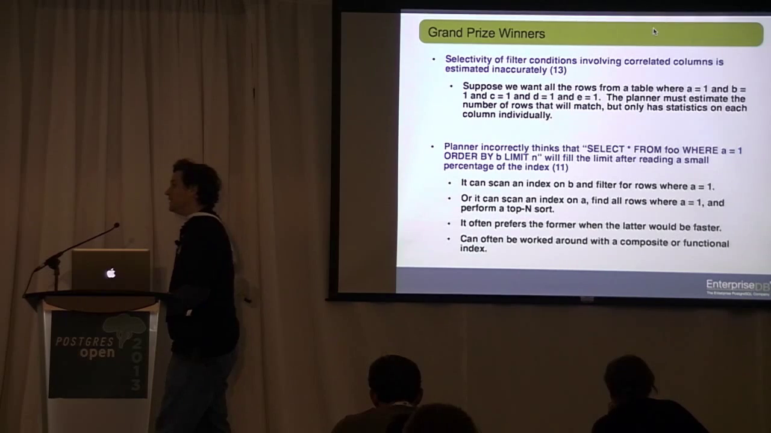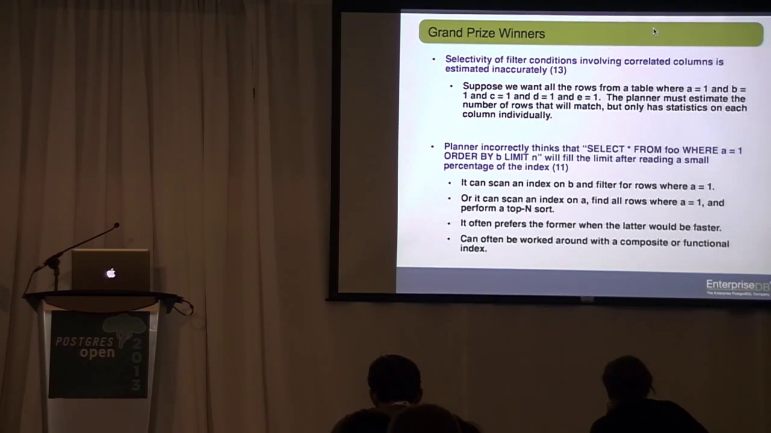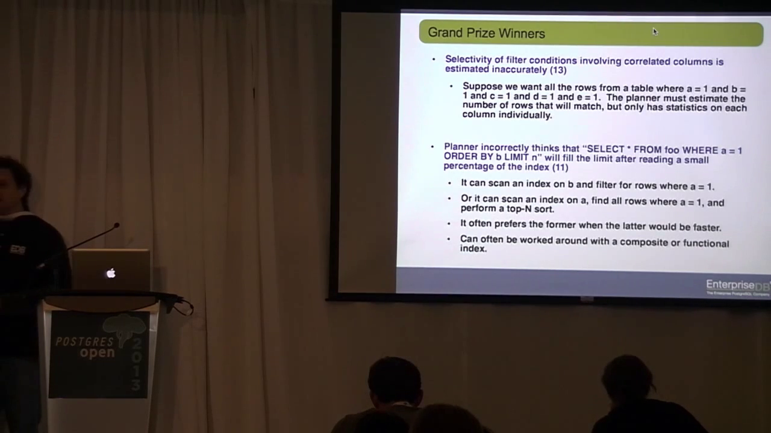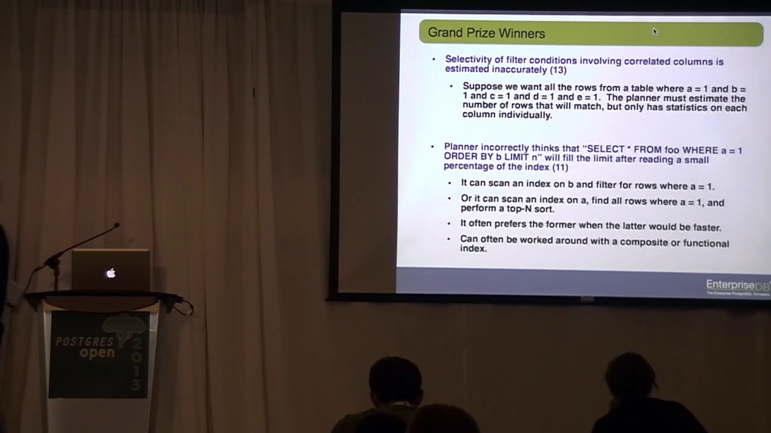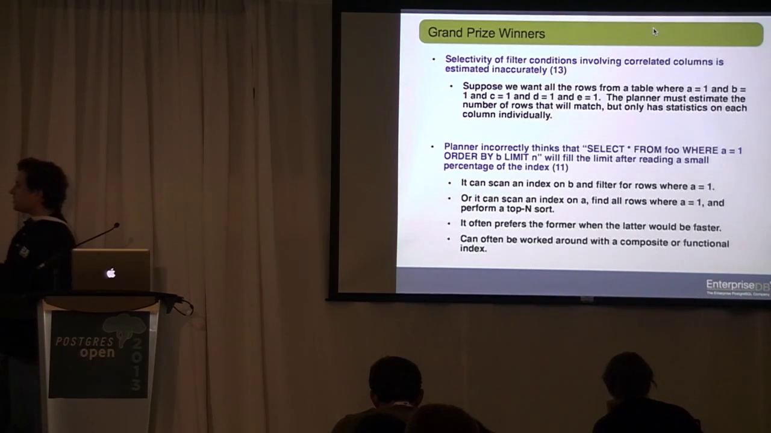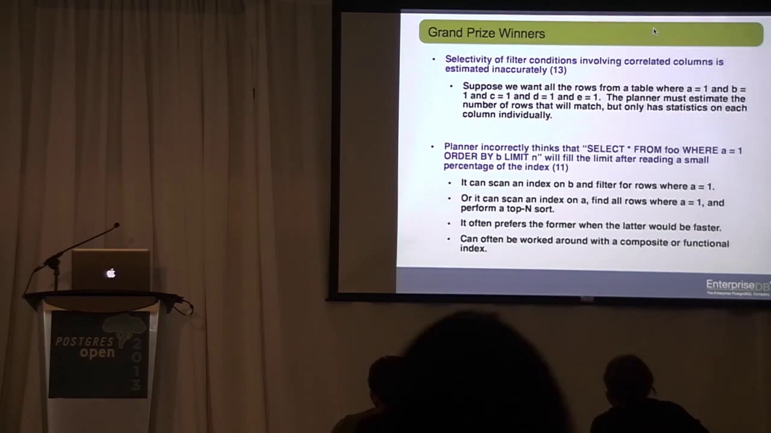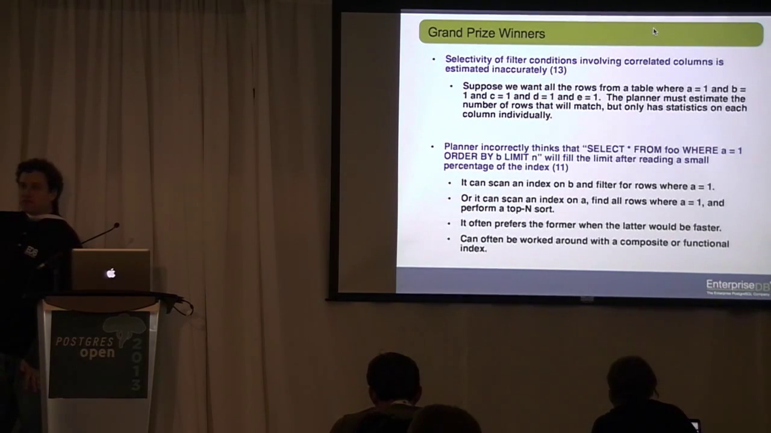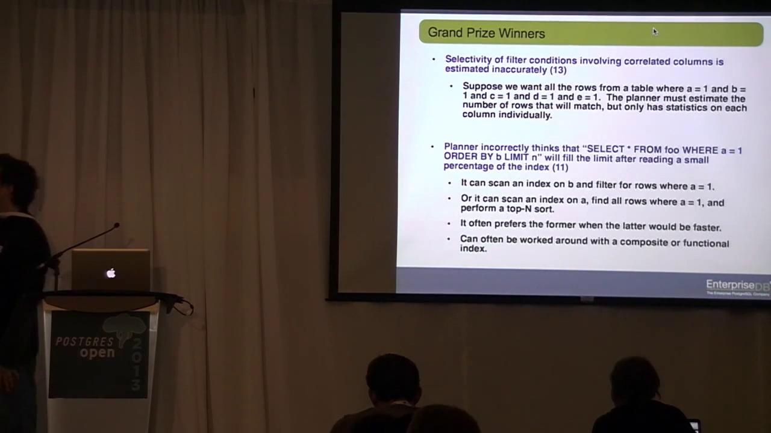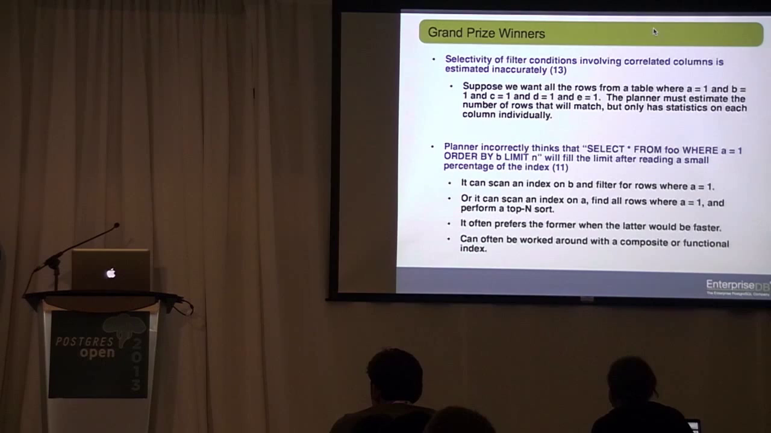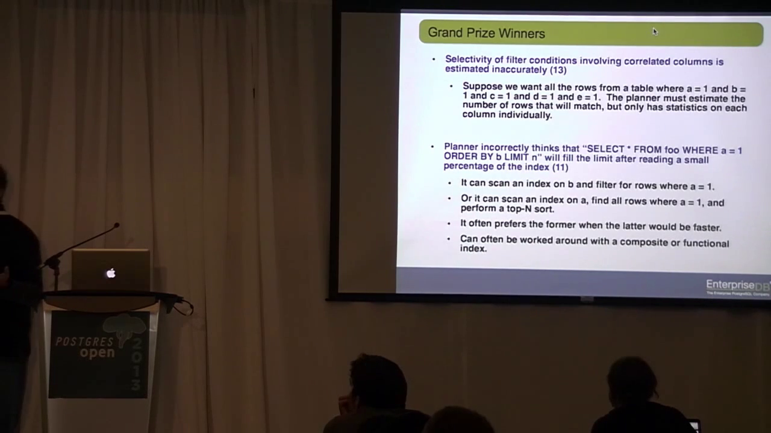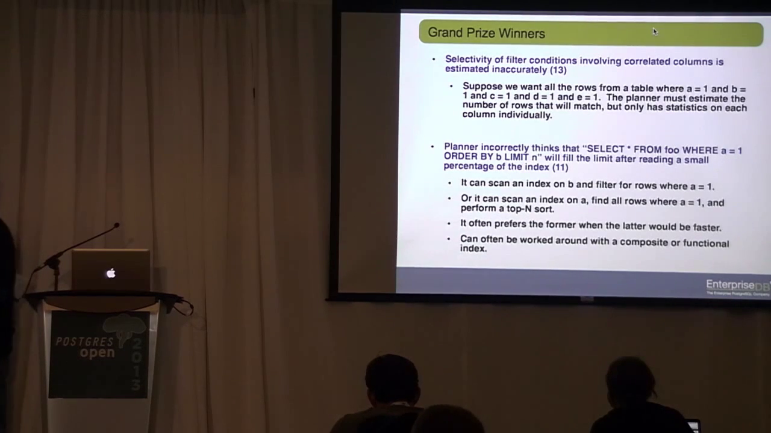Sometimes it sucks. So the thing to realize about this query is that there are two pretty sensible strategies for evaluating it. The first thing you could do is look for an index on B, which is the ordering index, and scan through it looking for rows where A equals 1. And then when you find enough to fill the limit, you could stop. Right? That make sense? OK. The second thing you could do is scan an index on A and find all the rows where A equals 1, and then perform a top-N sort to find the ones with the highest B values. That would also be a sensible strategy for handling this.